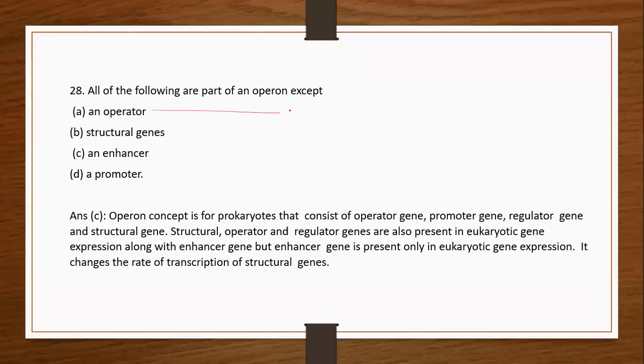All of the following are part of operon except operator, structural gene, enhancer, last is promoter. Now operon, we know it is a concept for prokaryotes that consists of operator gene, promoter gene, regulator gene, and structural gene. Enhancer is present only in eukaryotic gene expression. So option C is the correct answer.